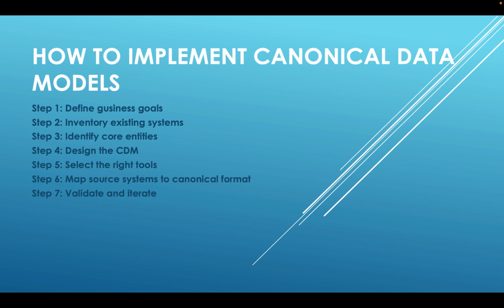Once you have identified the entities and you know what is valuable for the business, we have the list of all of them. The next step is to design the canonical data model. Design the structure of each entity: define fields, types, relationships, and naming conventions. Keep it simple. Include only attributes that are truly shared across systems. Use consistent naming, and do not just do it randomly.